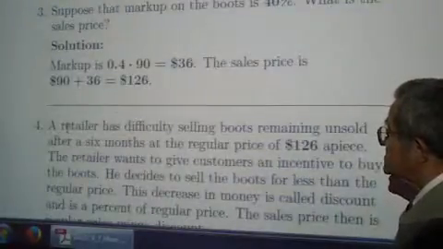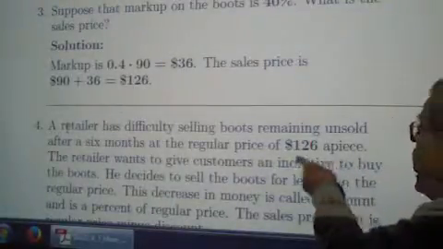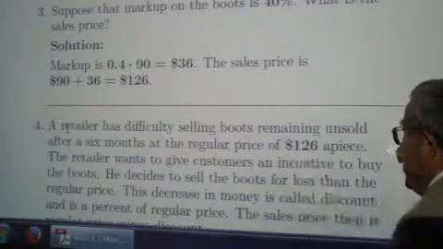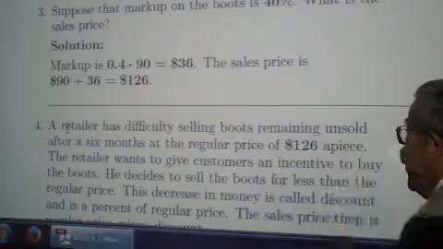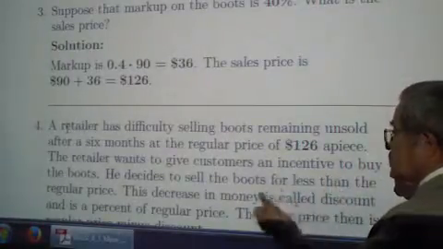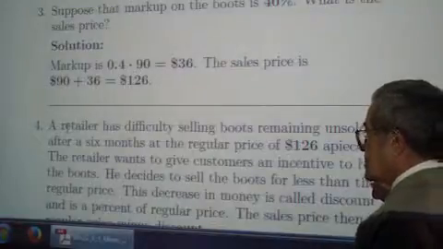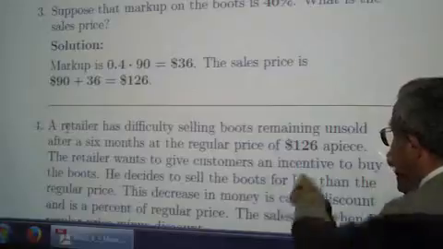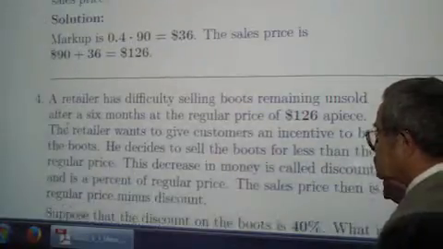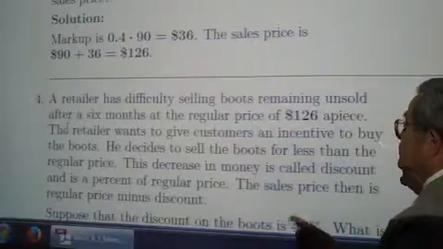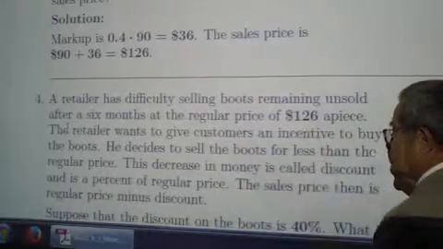A retailer has difficulty selling boots remaining unsold after 6 months at the regular price of $126 a pair, not a piece again. The retailer wants to give customers an incentive to buy the boots. He decides to sell the boots for less than the regular price, for less than $126. This decrease in money is called discount and is a percent of the regular price.